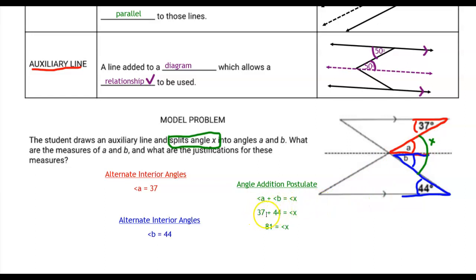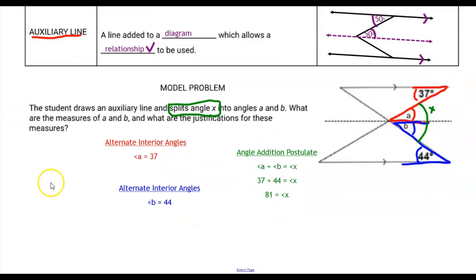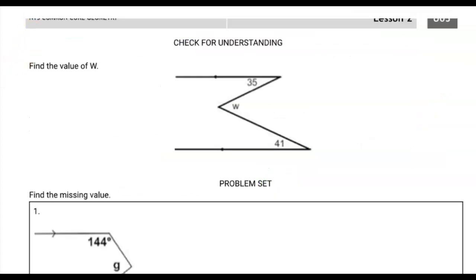So I substituted in 37 and 44, and I got 81 is equal to X. In other words, I know now that X is equal to 81 degrees. That was the model problem for auxiliary lines. Let's take a look at the check for understanding.